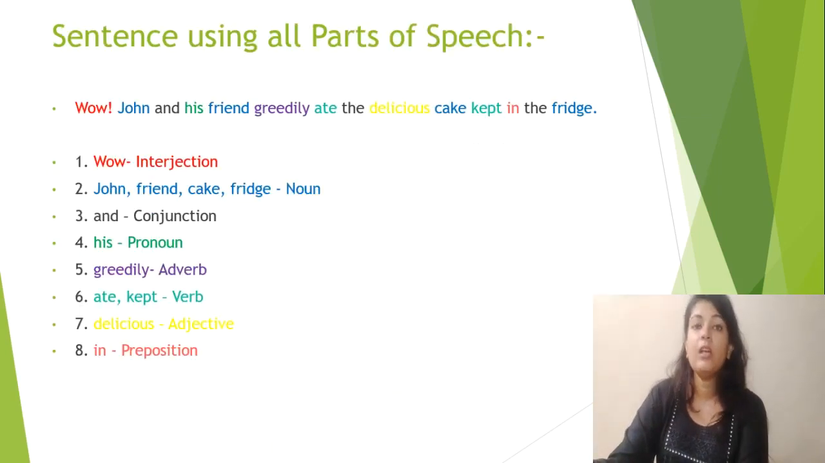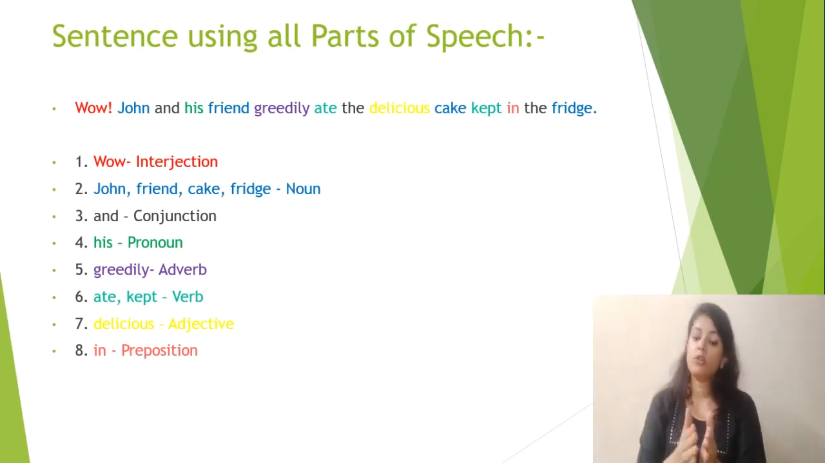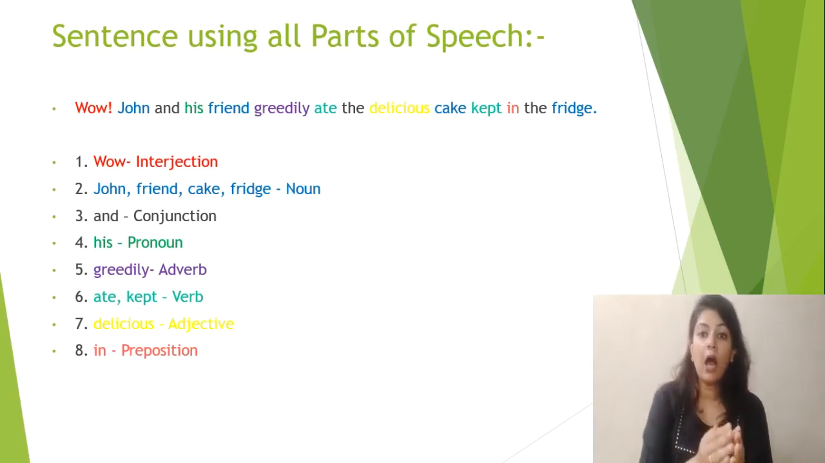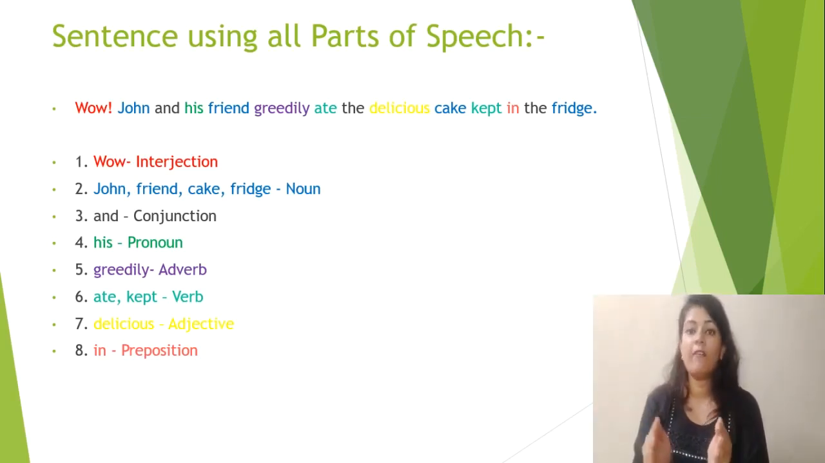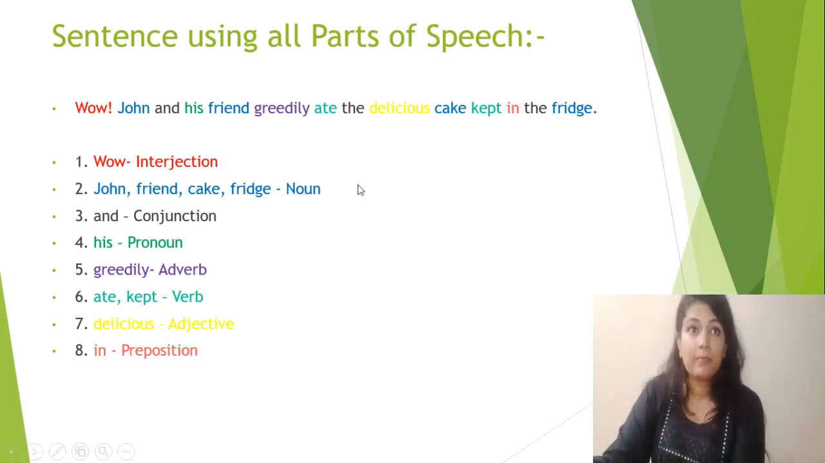Okay, so now I am having a sentence. Okay, why I have taught you all the 8 parts of speech. Now I am going to give you one simple sentence जहाँ पे मैं आपको दिखाऊंगी that how all the 8 parts of speech have been used in this particular sentence. So the sentence says, wow, John and his friend greedily ate the delicious cake kept in the fridge. तो wow जो है is an interjection. It is expressing my feelings or emotions.